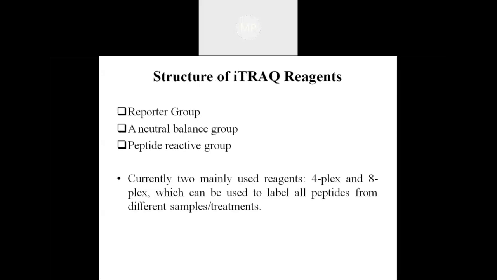It consists of three groups. The first one is the reporter group. In the reporter group, a unique charged N-methylpiperazine reporter group is present. The second one is the neutral balance group, and the third one is the peptide reactive group. In this, it consists of an N-hydroxysuccinimide ester group that is reactive with the primary amines of peptides. Currently, two reagents are mainly used, 4-plex and 8-plex, which can be used to label all peptides from different samples and treatments.